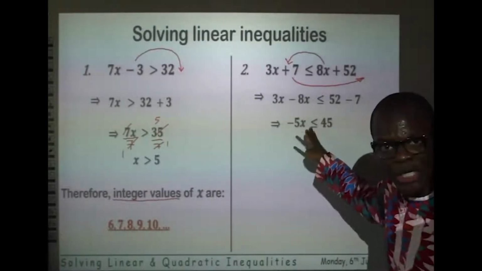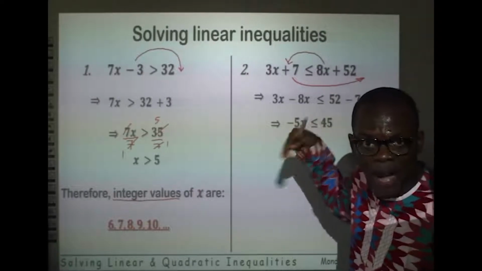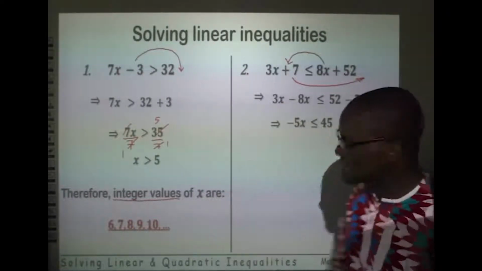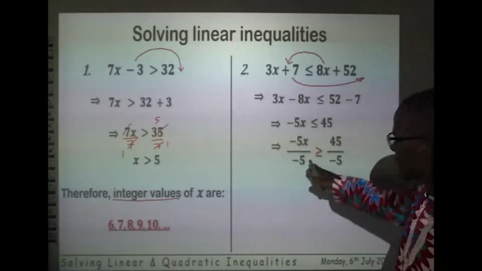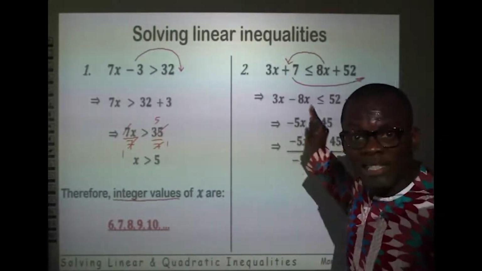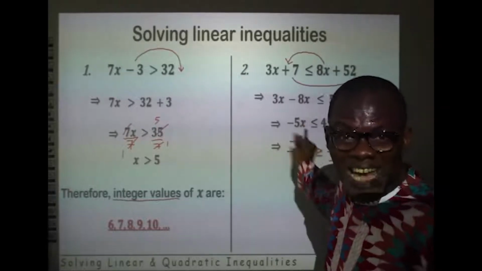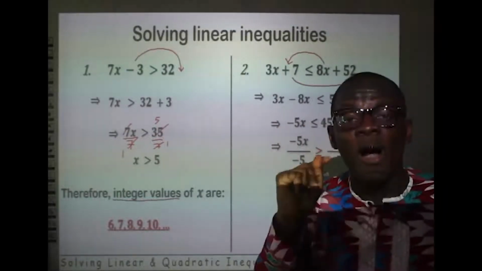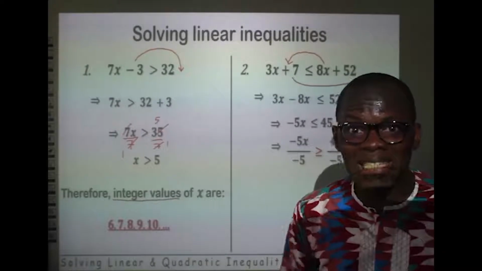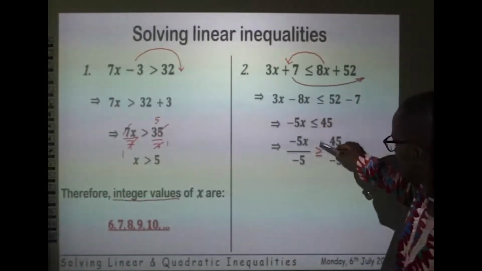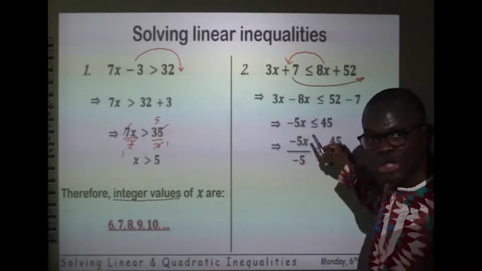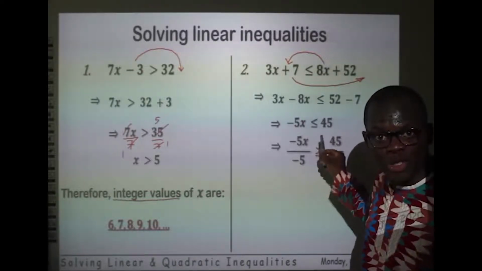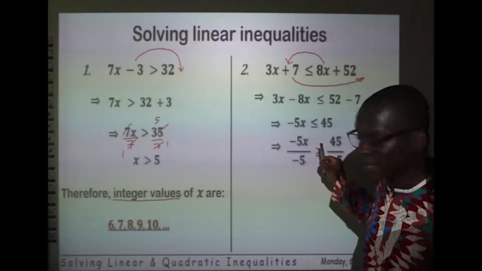And so from here, what do you do to have x? You divide both sides by minus 5. Exactly, you divide both sides by minus 5. And when you divide both sides by minus 5, aha, we are dividing by a negative number. And remember, when you divide by a negative number, the inequality sign changes. You can see that's why I have a color change here, to draw your attention to the fact that we have a change in the inequality sign.